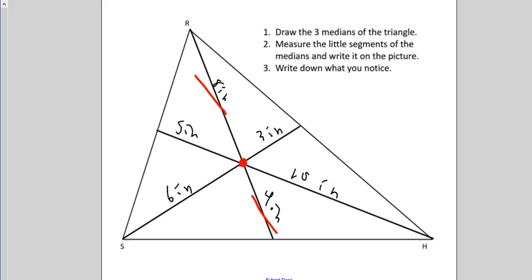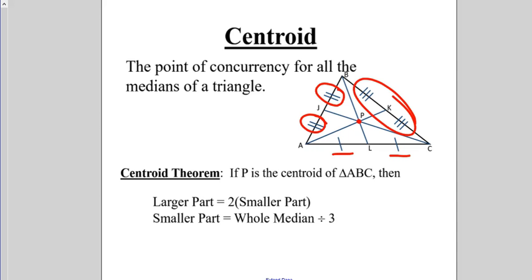8 plus 4 is 12. 12 divided by 3 is 4. 5 plus 10 is 15. 15 divided by 3 is 5. 6 plus 3 is 9, and again, 9 divided by 3 is 3. So those are the 2 mathematical magic things that happen when you are dealing with centroids.